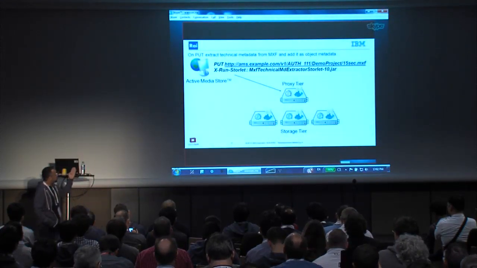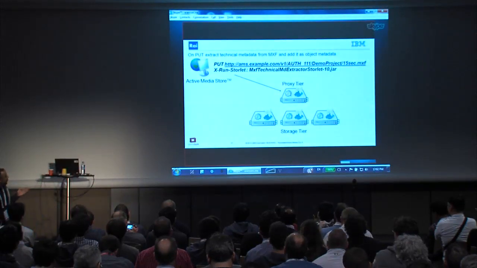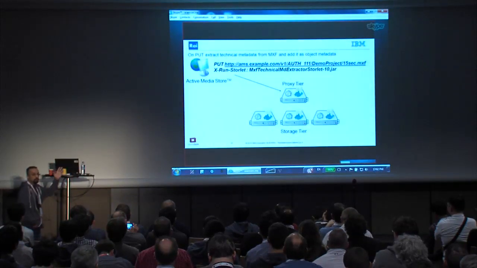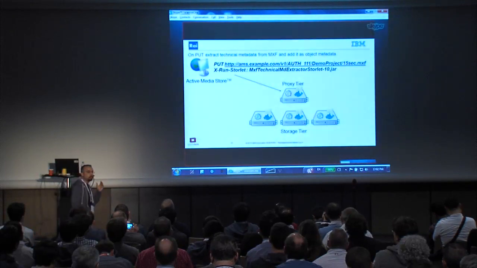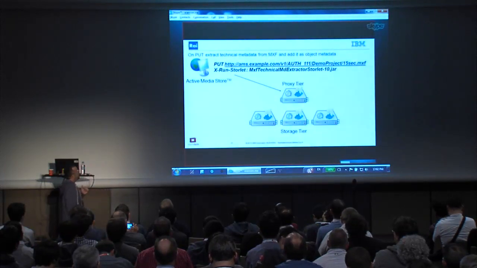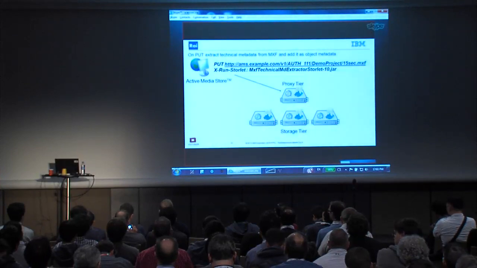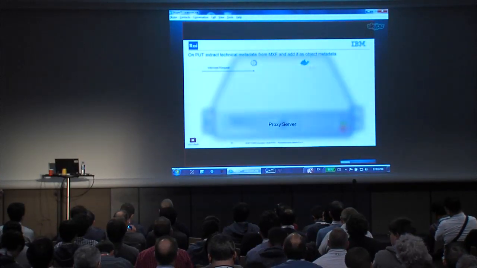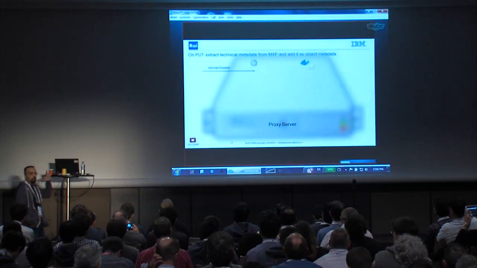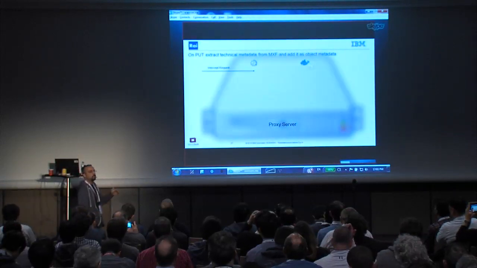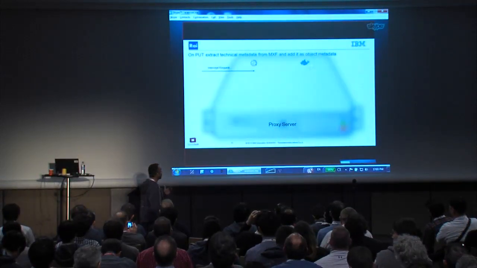Simply add this header to the put request saying X-Run-Storlet and the name of the Storlet as it was uploaded in the previous slide. So let's do, Alberto, a click would help now. Okay, so now we're zooming into the proxy server, right? So we've done a put, the put hit the proxy server, and now we're inside the proxy server.